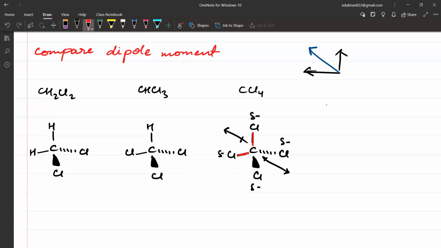Yes or no? They're cancelling each other, right? That is the net dipole moment. The net dipole moment here will be equal to 0.